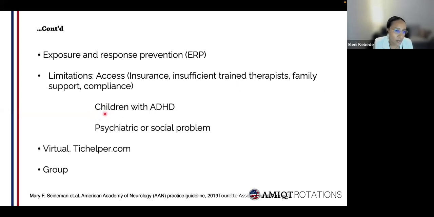And Tourette's, children who have Tourette syndrome together with ADHD, they may not be the typical patients for this treatment. And any patient with psychiatric or social problem, they may have a problem with compliance. So to address this limitation, virtual options are out there, such as tichelper.com. They give these behavioral treatments, and group treatments have also been implemented. But the efficiency difference from these options versus the one-to-one therapist option has not been studied very well.